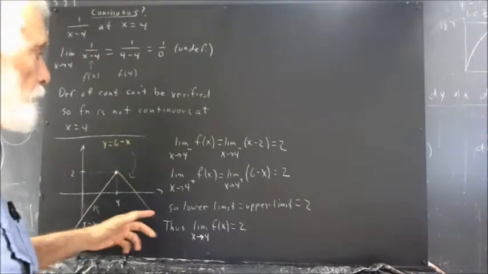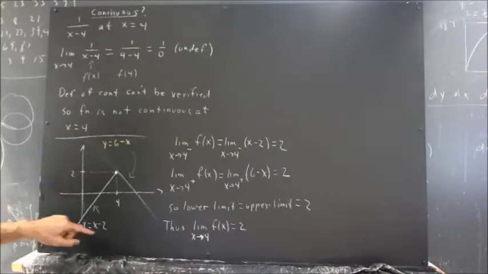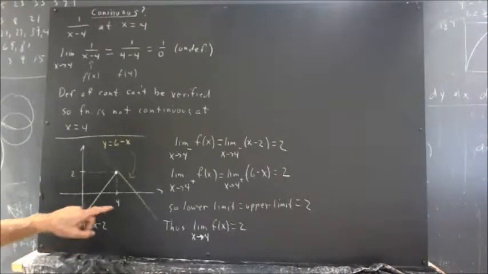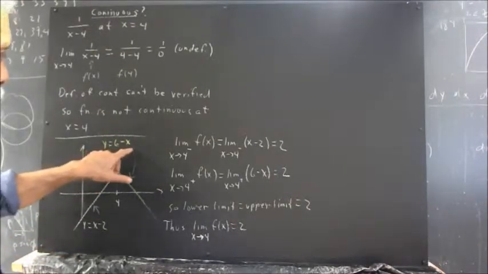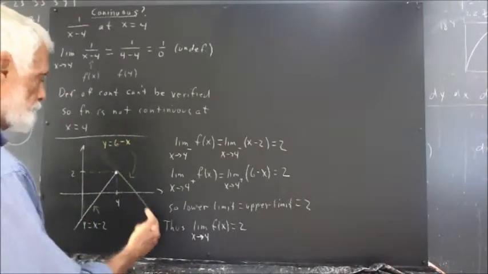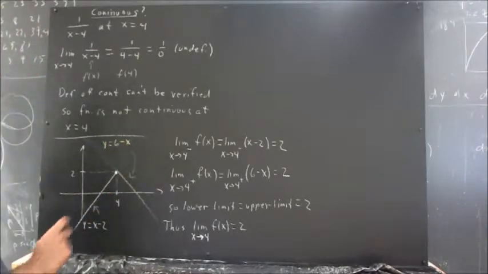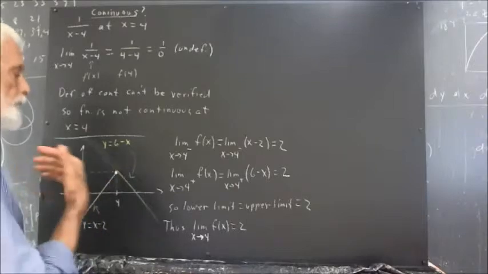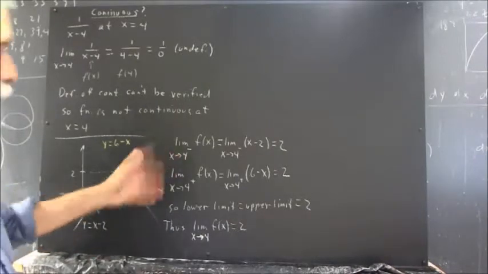In this case, we look at the limit of the x minus 2 function as x approaches 4 from values less than 4. And then we look at the values of y equals 6 minus x as x approaches 4 from x values greater than 4 and see what the limit of that would be if we approach it from values greater than 4. So when we approach from values less than 4, we call that a lower limit.